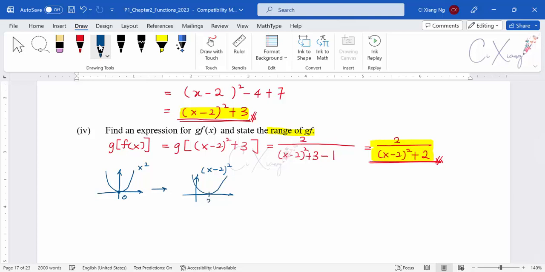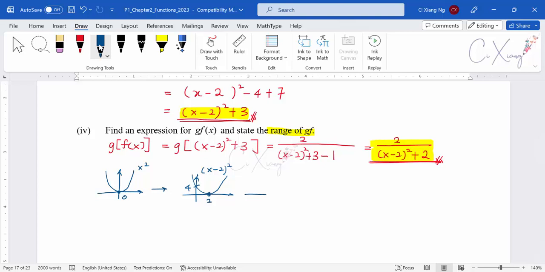Okay, and then it will pass through 2. Like what I mentioned earlier, if possible, we try to label all the x and y intercepts. To get the y-intercept, I let x equal 0. If I let x equal 0, then what do I get? I'm having a 4.